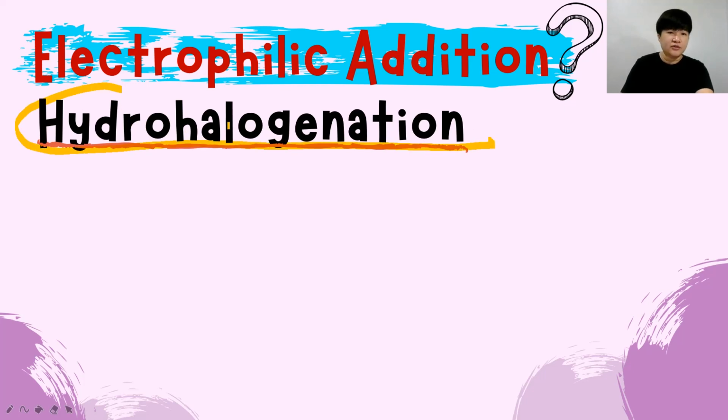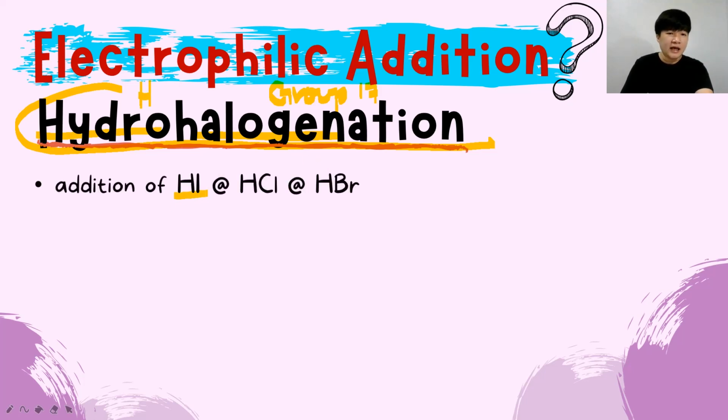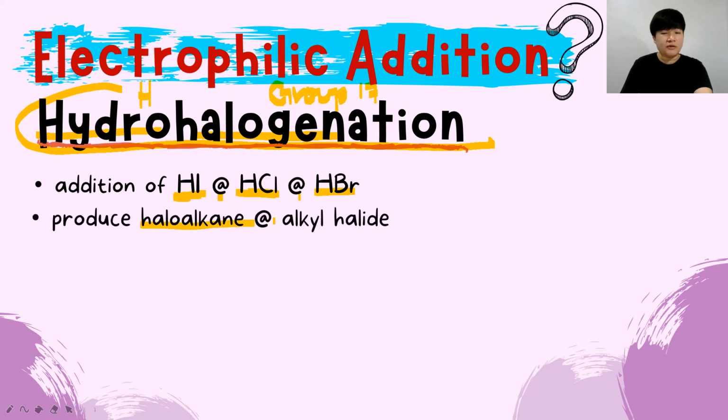Next, we look at hydrohalogenation. Hydrohalogenation means you are still having your group 17 halogen, and then you have your hydro. Hydro means what? H. So, what is happening? You are going to add in hydrogen iodide or hydrogen chloride or hydrogen bromide. It's an or, so either one of those will be added in. And you will produce haloalkane or alkyl halide as your product.